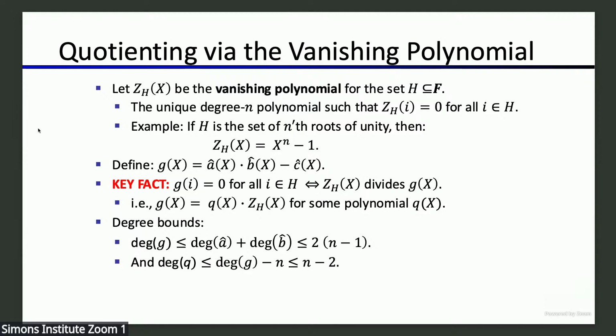Okay, so there's a simple fact, easy to see, which is that the prover's original claim is true if and only if this polynomial g, which is a times b minus c, is divisible by the vanishing polynomial. One direction is completely trivial: if I can write g as some quotient times the vanishing polynomial, then obviously this vanishes at anything in H by definition of the vanishing polynomial. And the converse holds as well, kind of pulling out all the roots of g.